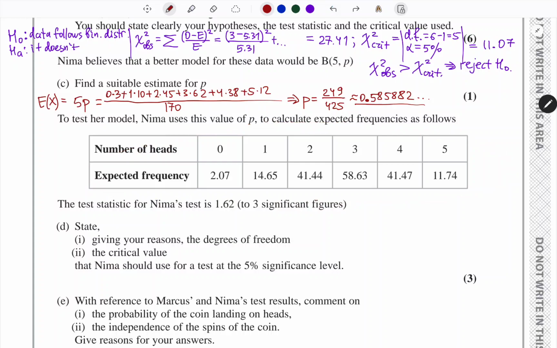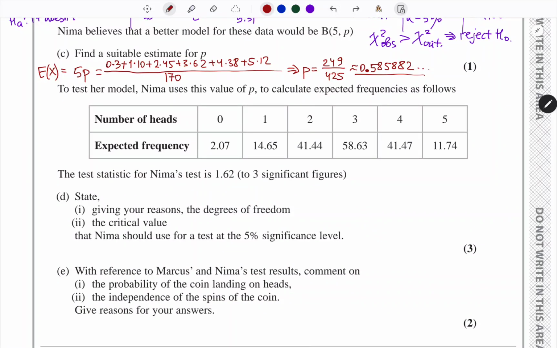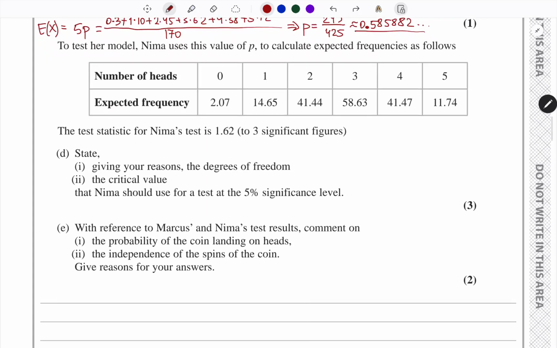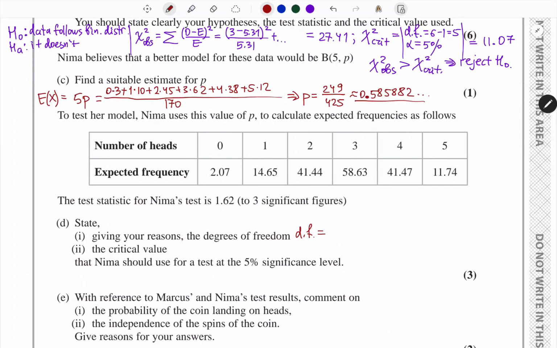It's a lot of work done for us, so thank you very much. They even gave us the test statistic, because it would take me maybe 4 or 5 minutes to put all this data in my calculator. State, giving your reasons, the degrees of freedom. Okay, DF, degrees of freedom. So let's take a look at the expected frequencies.